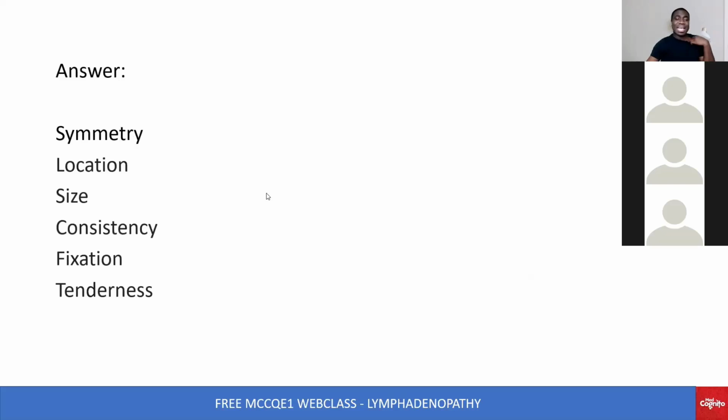Good. So the answers are, what's the symmetry? What is the location? Because remember that the location can tell me if it's an intra-abdominal malignancy or it is mediastinal malignancy. The location can also tell me something. The size, the consistency, is it fixated? Is it tender? All right?